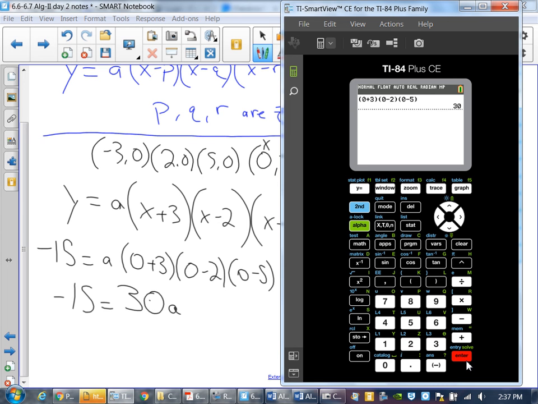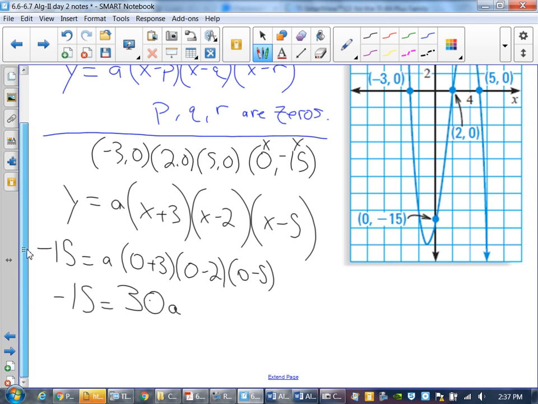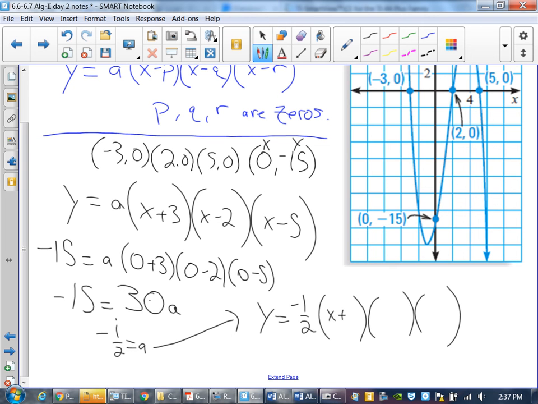So, now what do you do to solve for a? Algebra! There's your a value, which means your final answer is just going to be y equals -1/2 (x plus 3)(x minus 2)(x minus 5). Just like we did before, you don't need to multiply these out. You're basically solving that simple formula for a. That's it. It mirrors the exact same thing that we did when we worked with quadratics.